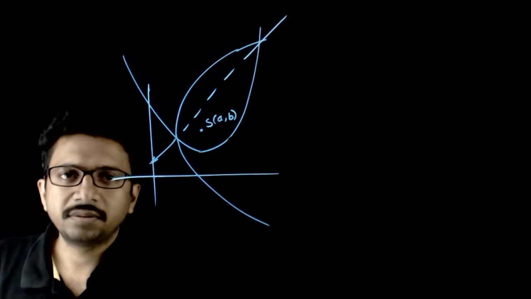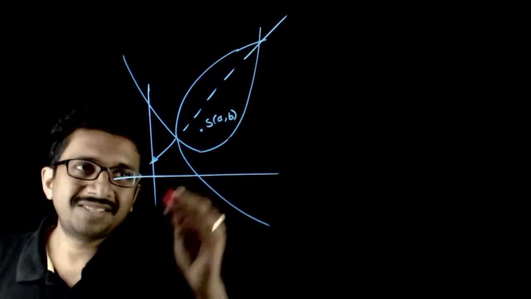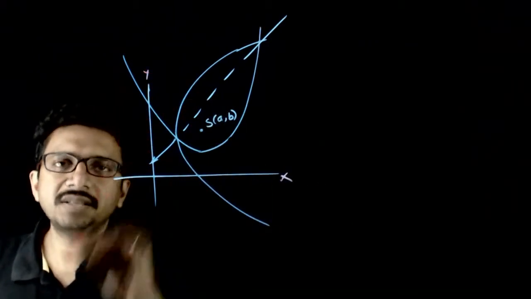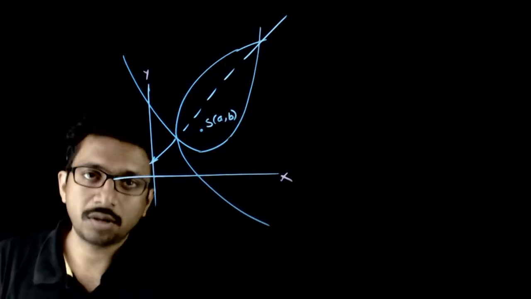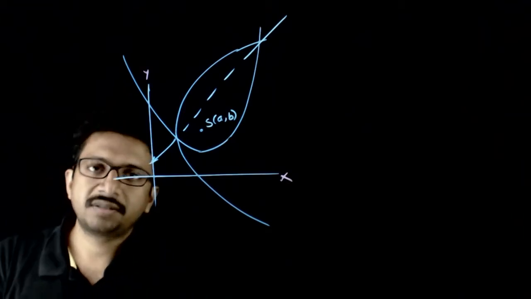So welcome students. In this question you are given that there are two parabolas with the same focus, one with directrix as the x-axis, the other with directrix as the y-axis. In that case, what is the slope of the common chord? Now how do we start this?